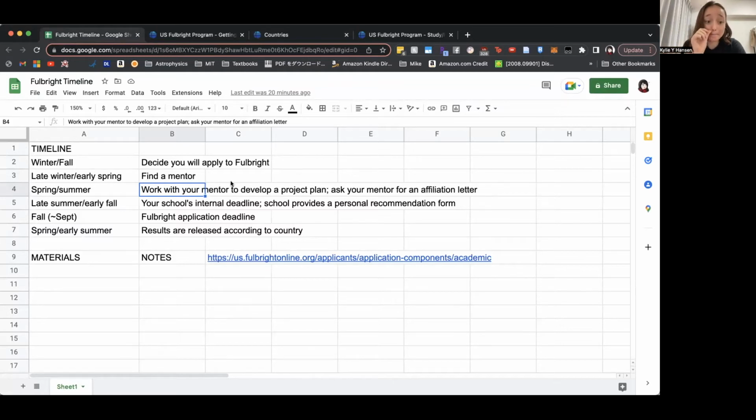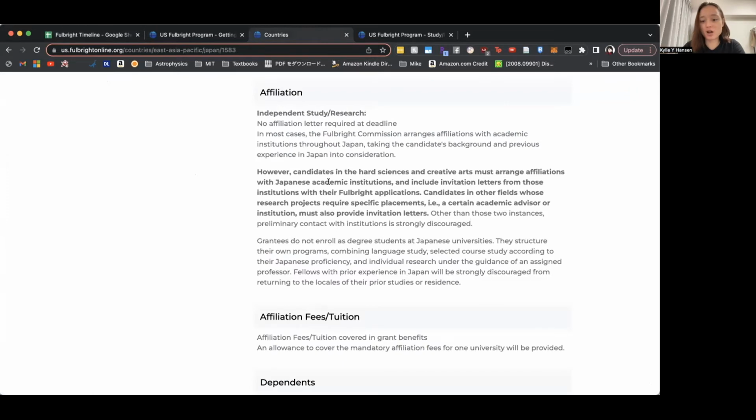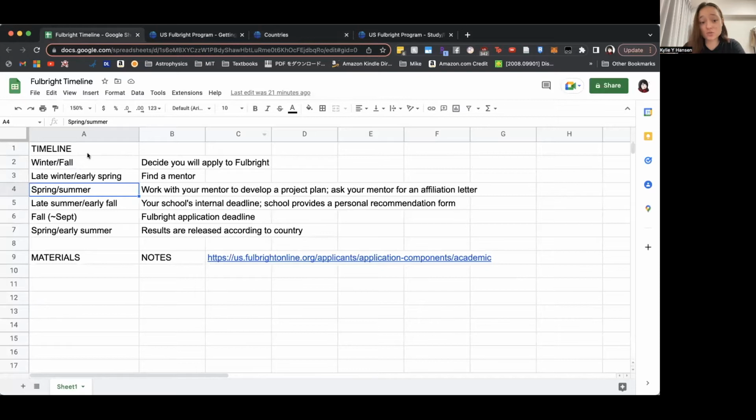And so, yeah, you need to do that before you start working on the actual application. Like, you need to have it by the time you submit everything. And so you need to start this very early in order to get all of this done. However, if you don't need to find your mentor, for example, for Japan, if you're not a hard sciences or creative arts related research project person, then you can start later. So for example, you can skip all of these three steps and then go to the next one.